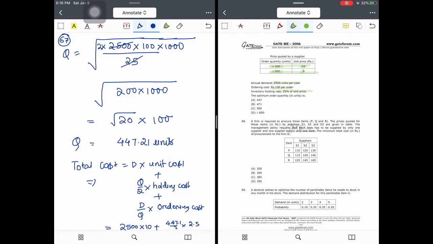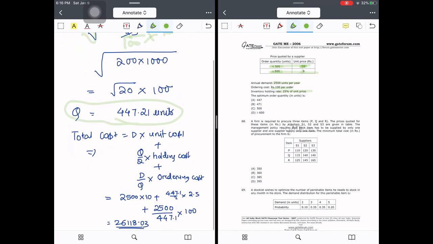So let me take the unit price as 10, and let us say I take the break-even point, 500 units, because there is no intermediary taking place. The unit price will be 10. So I will use the square root of 2 into demand into ordering cost divided by holding cost, that is 25 divided by 100 into this 10, because 10 is the unit price. That means my EOQ is coming to 447.21.